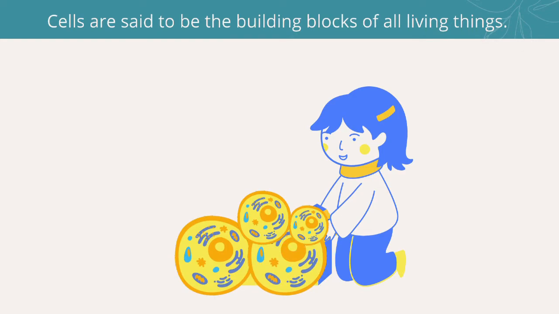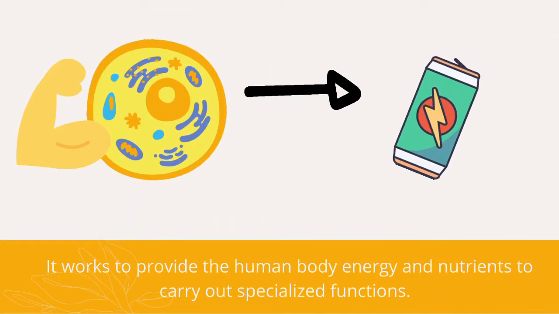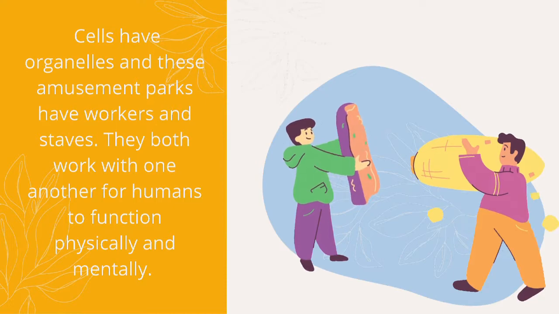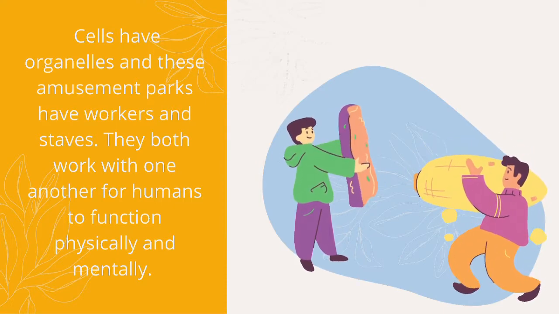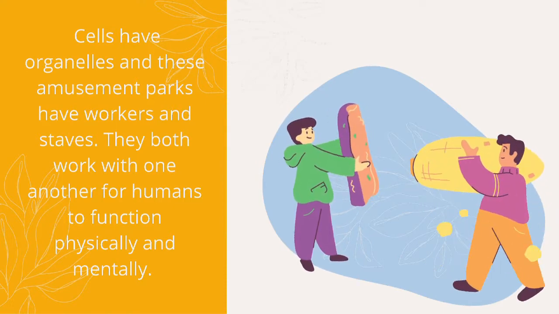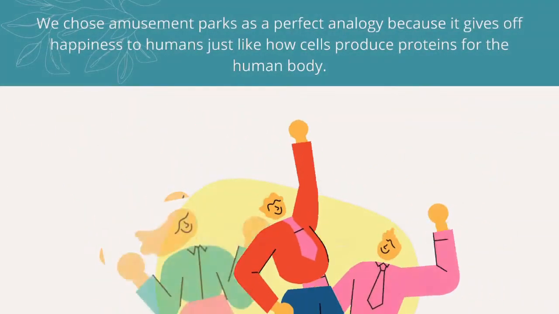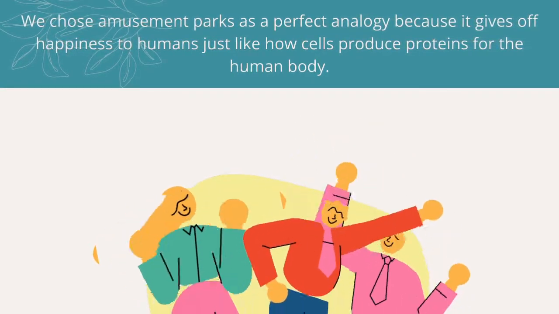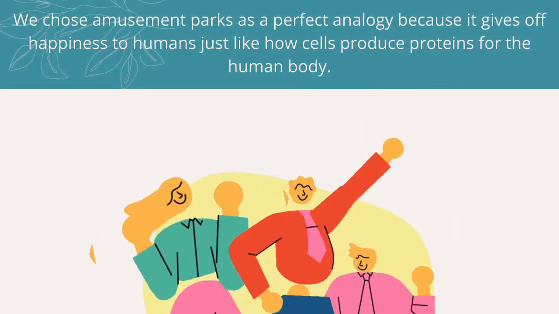Cells are said to be the building blocks of all living things. They work to provide the human body energy and nutrients to carry out specialized functions. Same goes for amusement parks. Cells have organelles and these amusement parks have workers and staff. They both work with one another in order for humans to function physically and mentally. We chose amusement parks as a perfect analogy because they give off happiness to humans, just like how cells produce proteins for the human body.